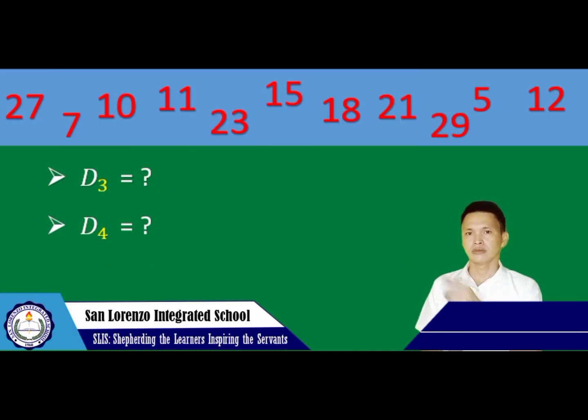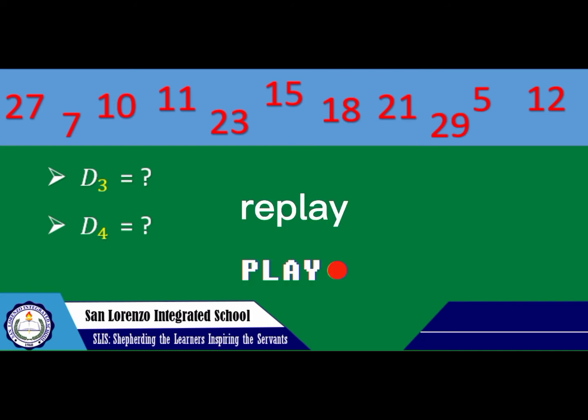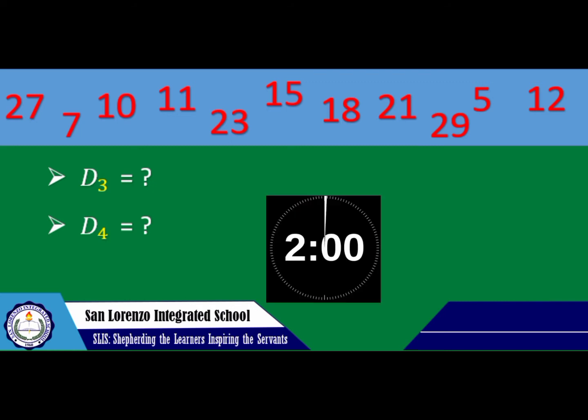Now you have learned how to solve decile. I will give you 2 minutes to solve the third and fourth decile of this given dataset, and you have to arrange it from lowest to biggest number. To write the data on your paper, you need to pause this video for a minute, then go back when you need to replay it. Are you ready? So your time starts now.